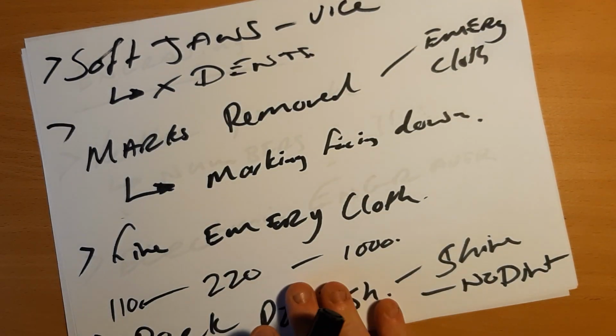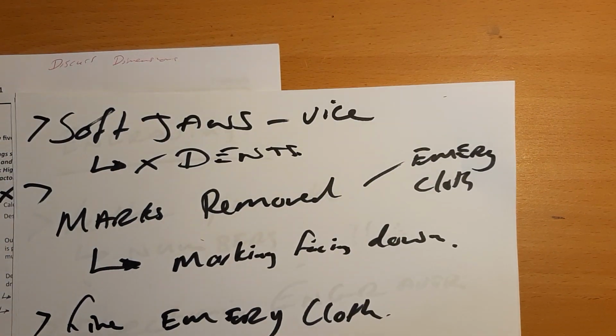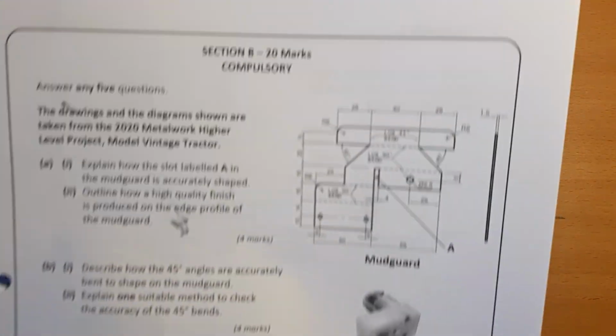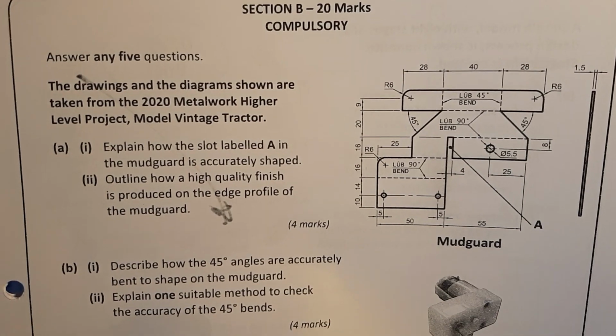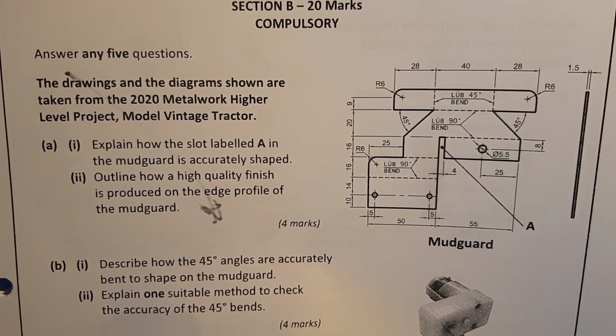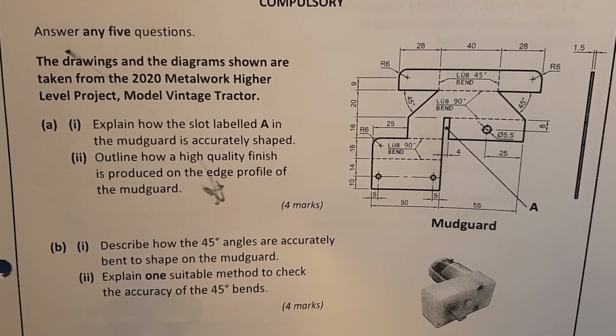So the next one, straight away it's talking: explain how the slot labeled A of the mudguard is actually shaped. Do not say use the guillotine. And outline how a high quality finish is produced on the edge. Again, I don't think I need to go through that question. I've just gone through it.